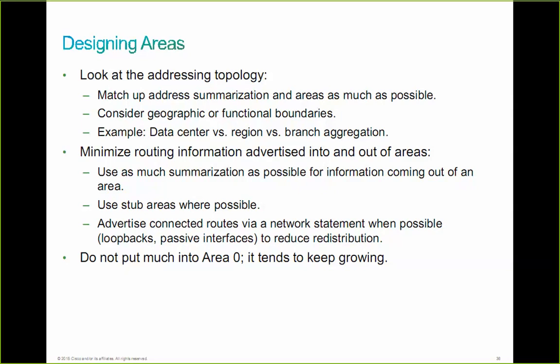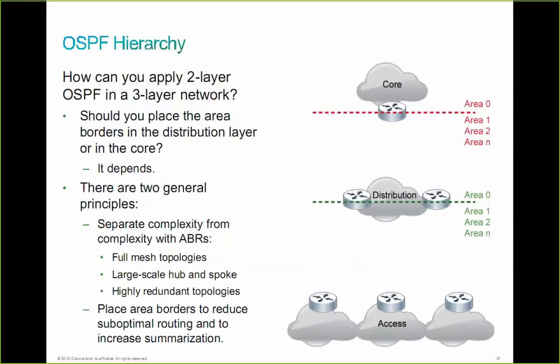In OSPF, we have a hierarchy just like we do with EIGRP. We're typically dealing with a 3-layer hierarchy: core, distribution, and access. But OSPF only allows for 2 levels. And those levels are the backbone area, area 0, and everything else that's connected to the backbone with an ABR.